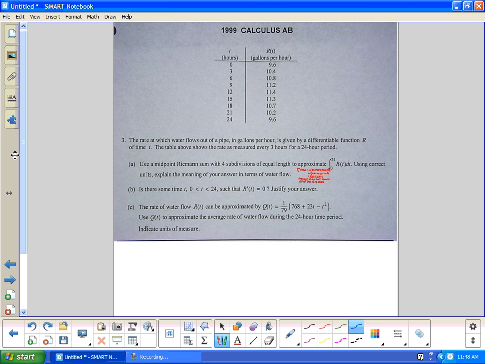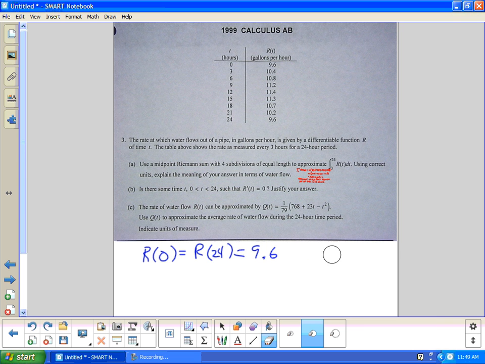And nothing is repeating. But look at the last time. The first time. Okay? Think about it. You have r of 0 equals r of 24, right? Equals 9.6. And I'm going to use gallons per minute like that. Or no, can't use gallons per minute. Mainly because it's gallons per hour. Oops. All right? Well, think about the mean value theorem. What's the mean value theorem say?